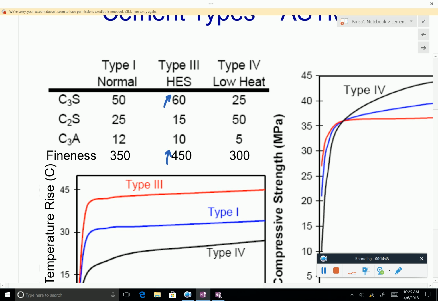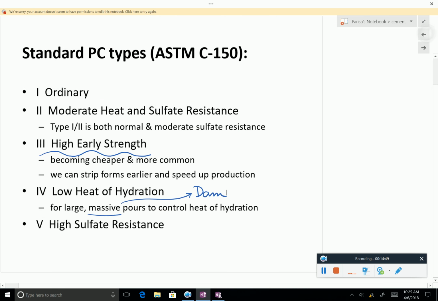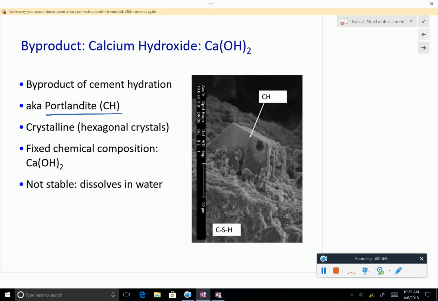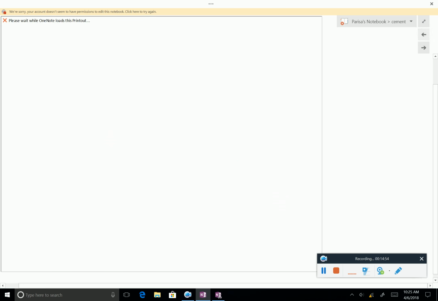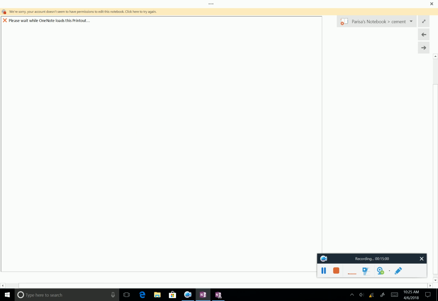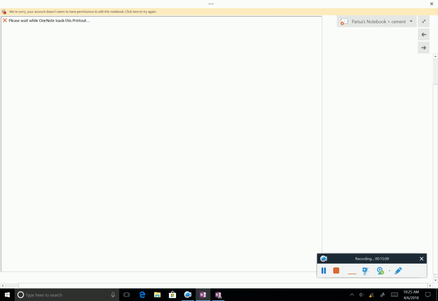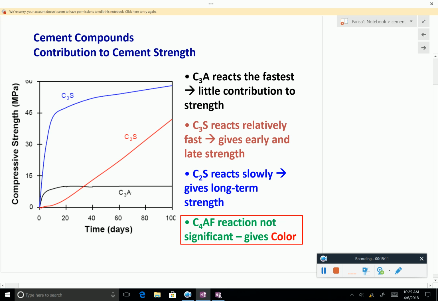So let's look back at something that we discussed last time about how different components of cement gain strength. So you need to have this graph, which now disappeared. Oh no. In your mind when we are discussing different types of cement.